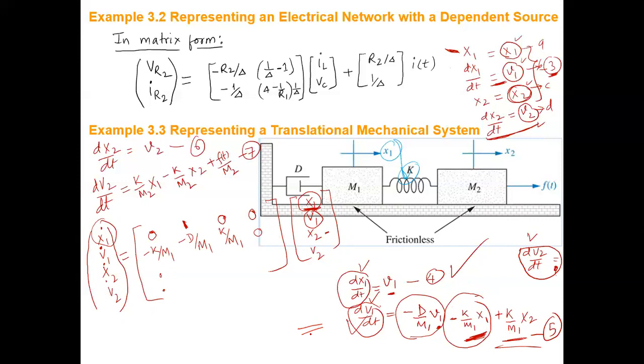Guys, does it make sense so far? Yeah. Okay, now the third one is X2 dot. X2 dot comes from here. So B2 is there. Everything else is zero. What is B2? B2 is here, meaning B2 is one. Everything else is zero.